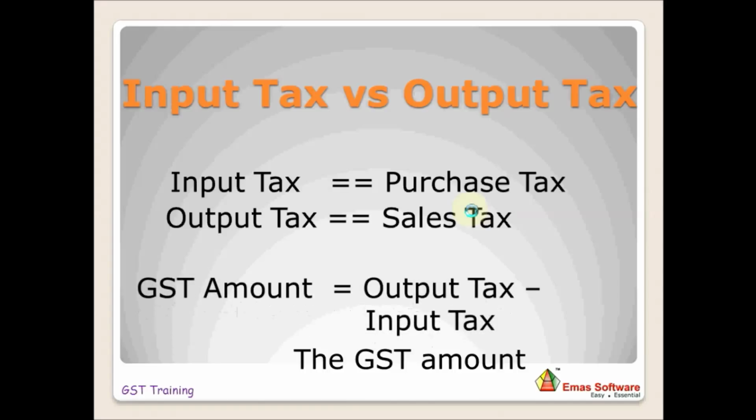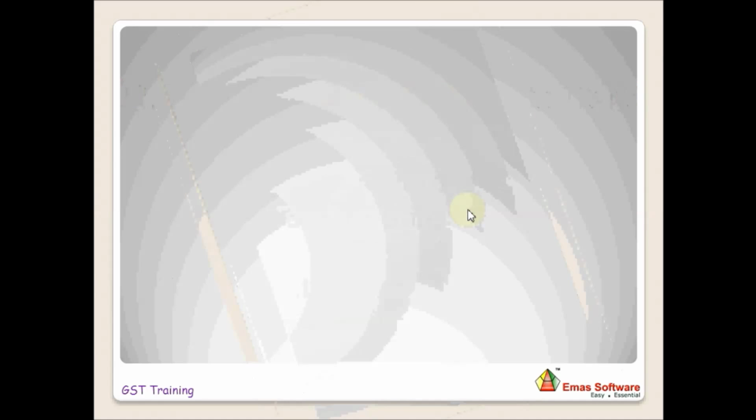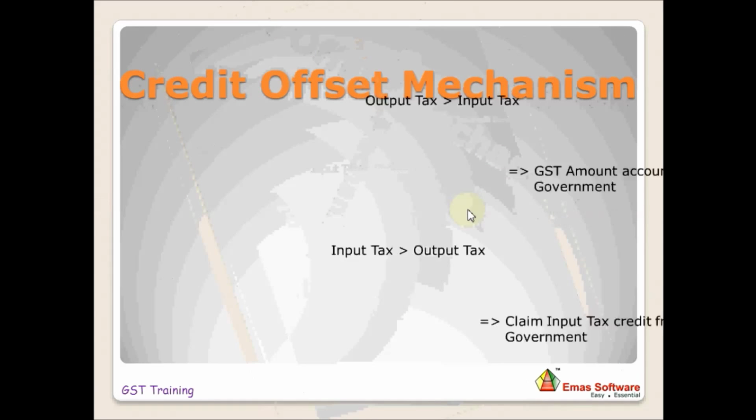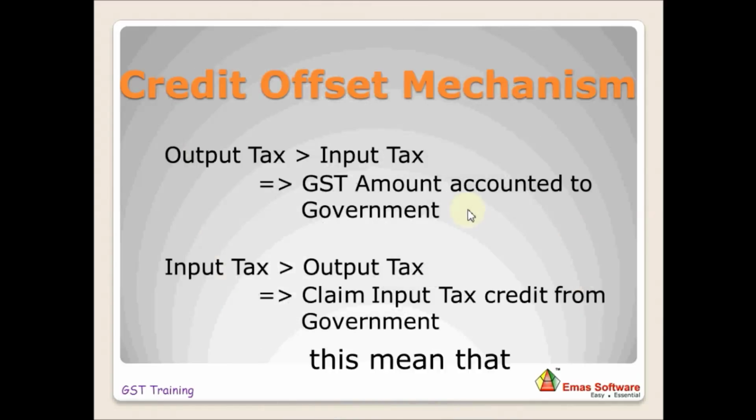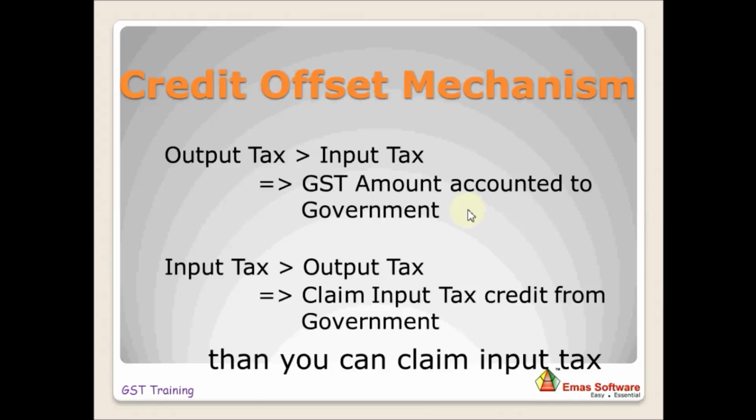The GST amount equals output tax minus input tax. It's the difference. We call it the GST amount. If the output tax is greater than the input tax, this means that you need to pay the GST to the government. The other way, if your input tax is greater than the output tax, then you can claim the input tax from the government.